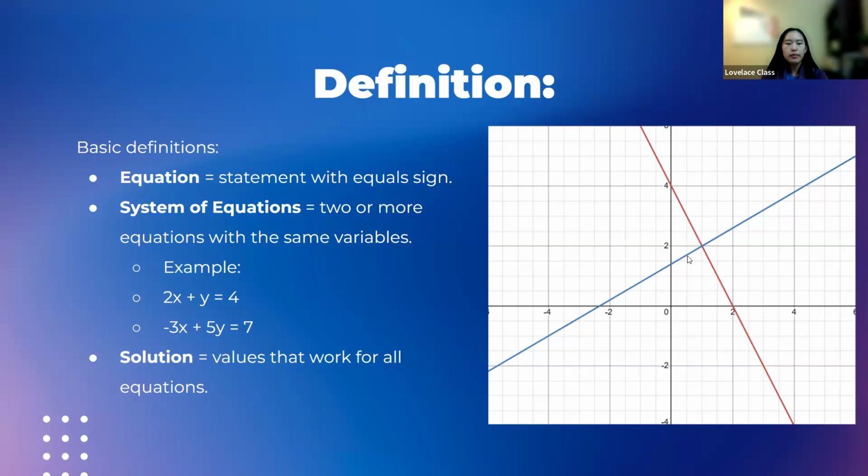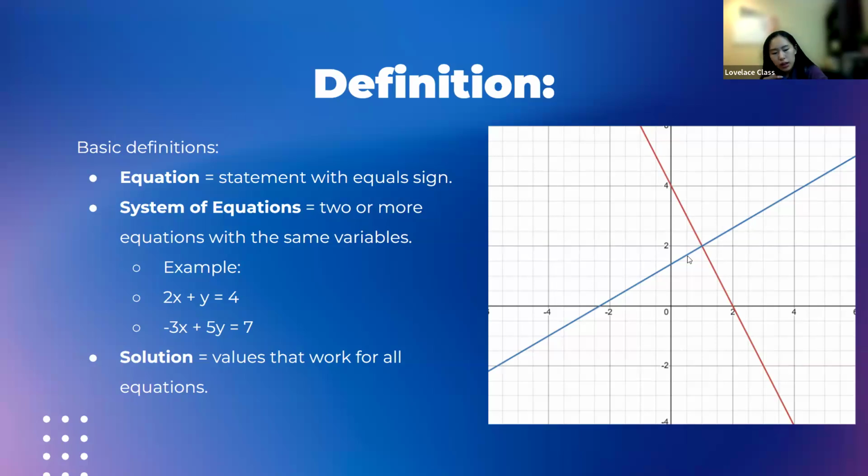And then a system of equations is just when you have two or more equations with the same variables, but there's typically going to be multiple variables. A good example of this is 2x plus y equals 4 and negative 3x plus 5y equals 7. So these combined are a system of equations. Notice how there's two variables, we now have x and we have y. And there's two equations, right? So that's going to be a system of equations.